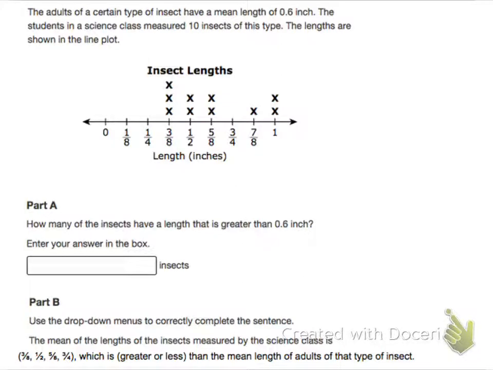Question number 11 says the adults of a certain type of insect have a mean length of 6/10 of an inch. The students in a science class measured 10 insects of this type. The lengths are shown in the line plot. Part A says how many of the insects have a length that is greater than 6/10 of an inch.